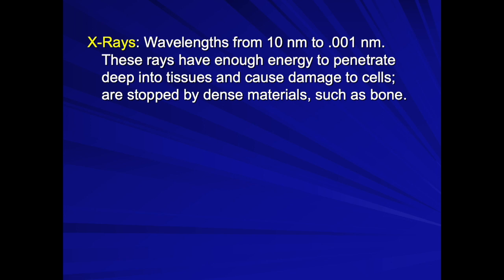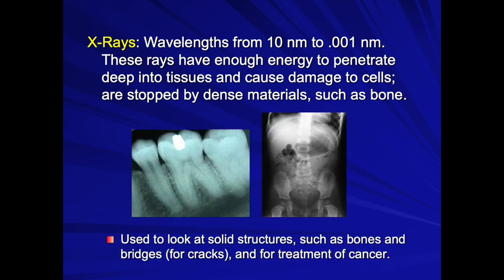X-ray wavelengths are the next in the spectrum and range from 10 nanometers to 0.001 nanometers. They have enough energy to penetrate deep into tissues, but are stopped by dense materials. They are used for looking at solid structures such as bones and bridges and for cancer treatments.